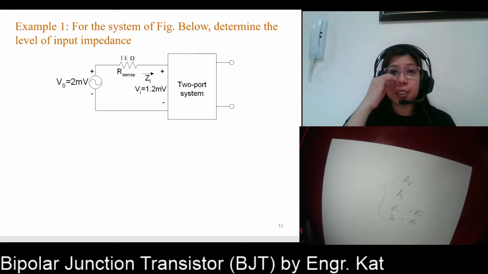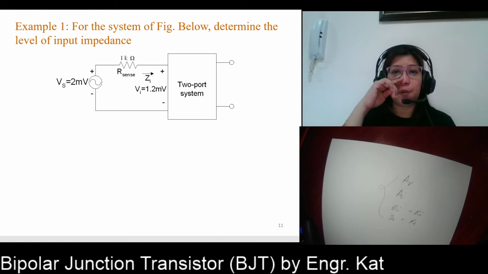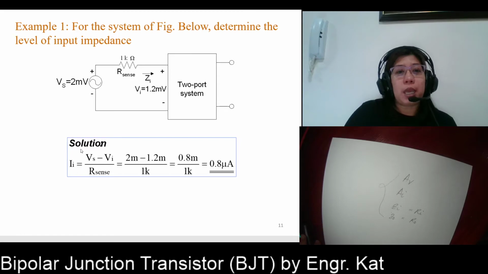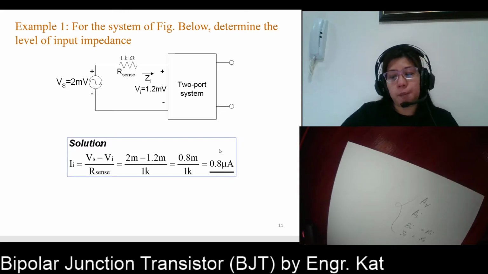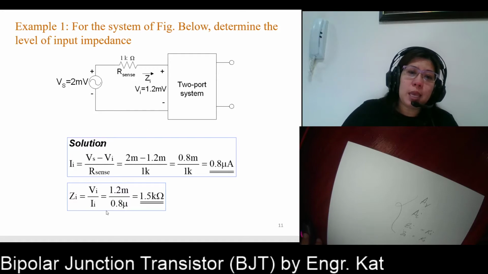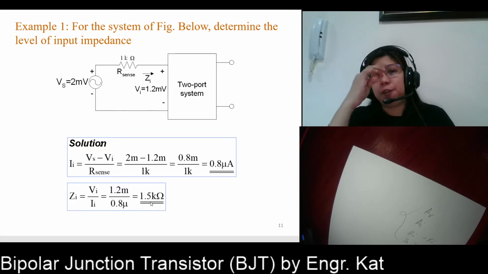Okay, so for the system in the figure below, we're going to determine the level of your input impedance. How are we going to solve for this? We solve for I input: I input is Vs minus Vi divided by R sense, which gives you 0.8 microamperes. Then solving for Zi, with Vi at 1.2 millivolts, Zi is Vi divided by the solved I input, which is 0.8 microamperes. That will give you 1.5 kilo ohms.